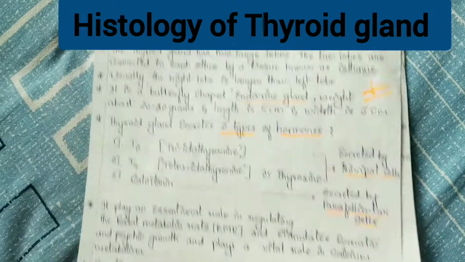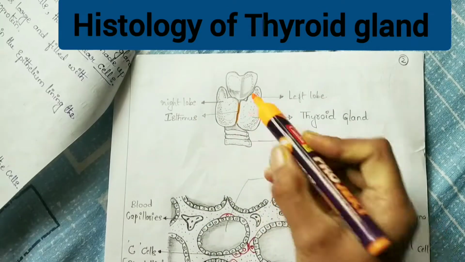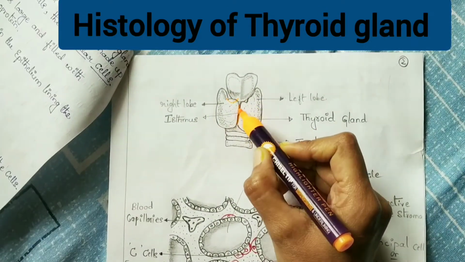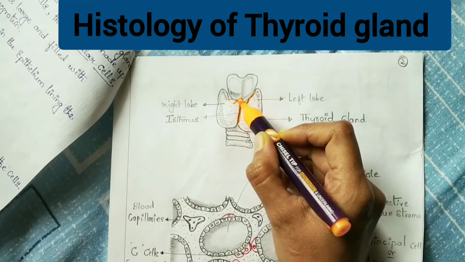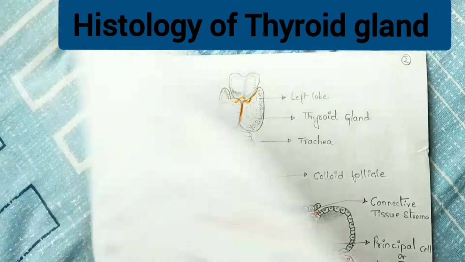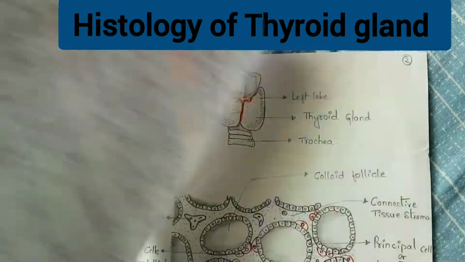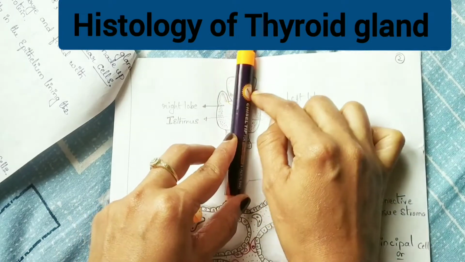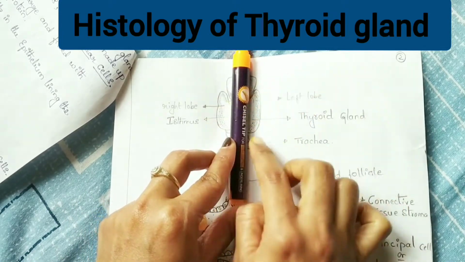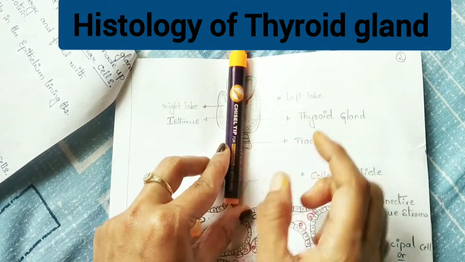Sometimes a third lobe called the pyramidal lobe projects from the isthmus. If you look here, this is the isthmus, so the third lobe may project like this from the isthmus. And as I said, this is butterfly shaped. When you put a pen like this and look up to here, it will look like a butterfly, right? If you imagine this, it has a butterfly shaped look.